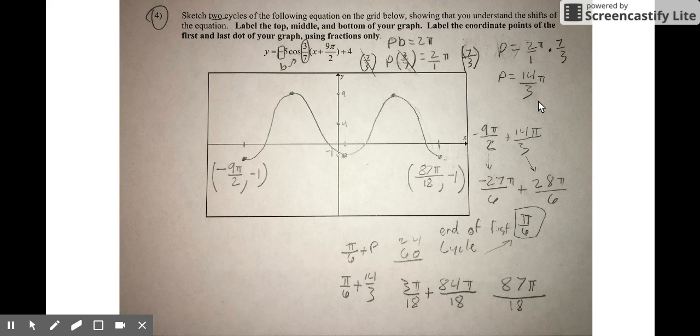Now that you know the distance, you want to find where your dot 5 is. You're going to take your dot 1, which you get from the equation, which is the opposite sign of 9 pi over 2. So your first dot is -9 pi over 2. You're going to take that and add 14 over 3 pi. You do not have a common denominator, so you need to multiply each side by the other denominator to find a common denominator. So you have -27 pi over 6 and 28 pi over 6. That puts you right at pi over 6 for your dot 5 of your first cycle.